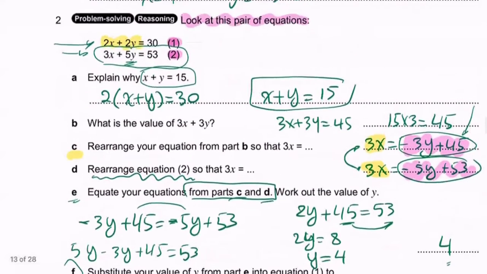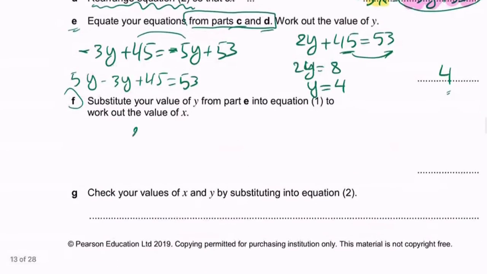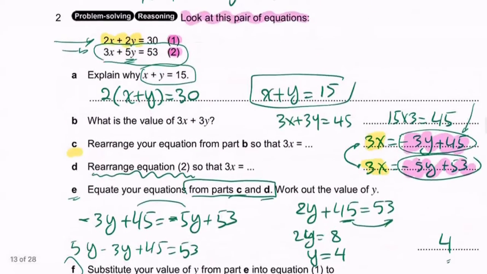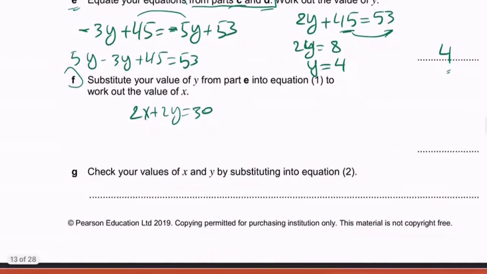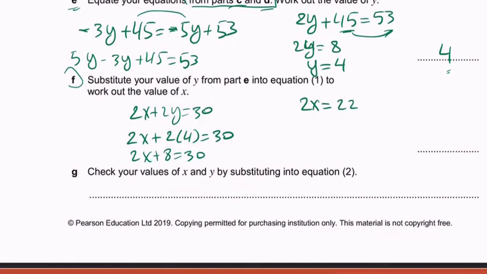Okay, so I will go to equation number 1, 2x plus 2y equals 30. So it was like this. Yes, I will substitute y equals 4. So 2x plus 2 times 4 equals 30, meaning 2x plus 8 equals 30. Shift the 8 to the other side, so 2x equals 30 minus 8, which is 22. Divide by 2 on both sides, so x equals 11.